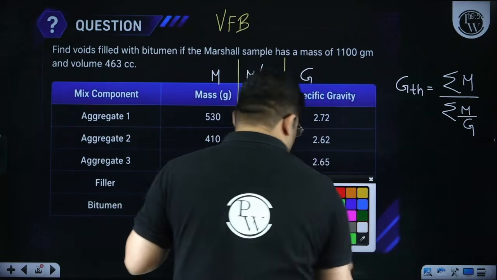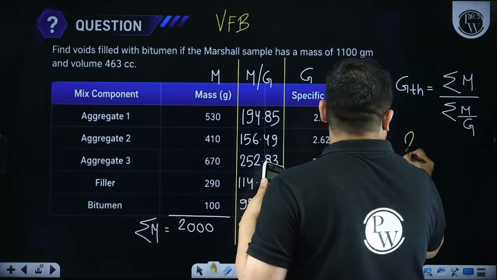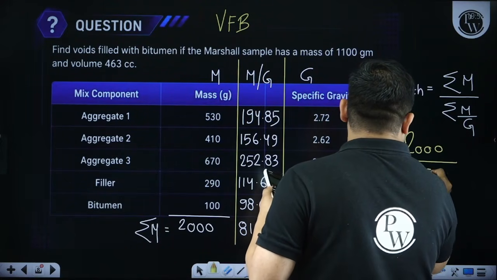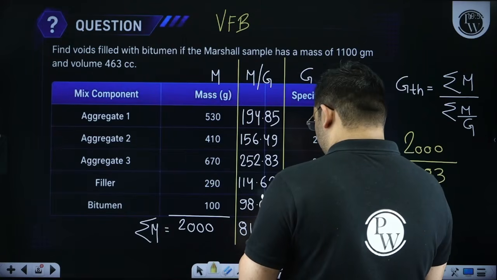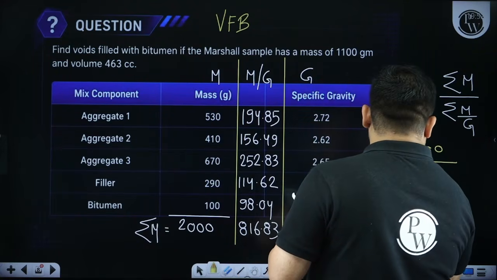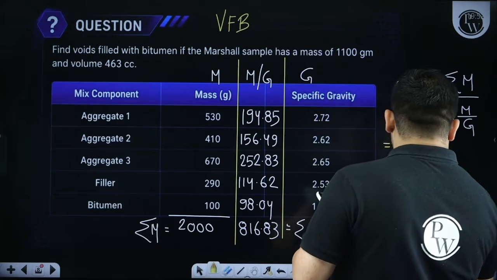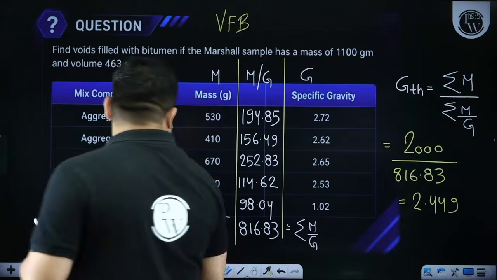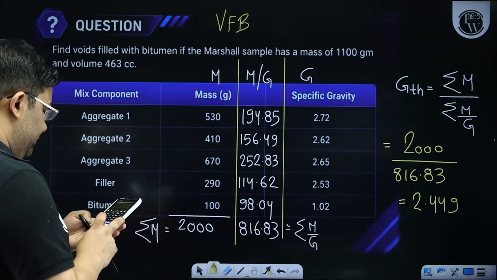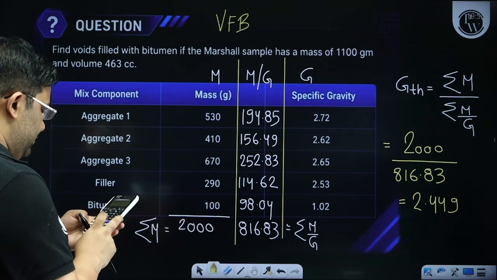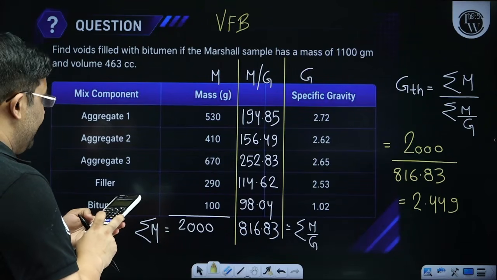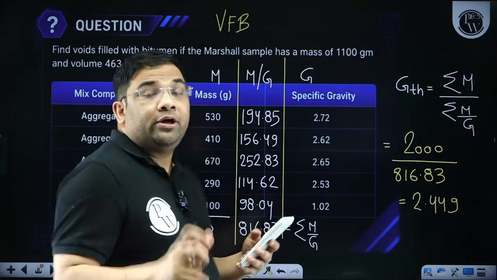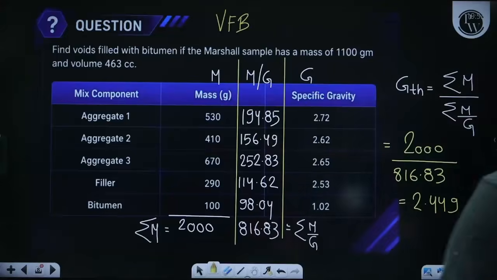So I can put now in this formula. Summation of mass is 2000 and then summation of mass by specific gravity is 816.83. We calculate this value. If I round to 3 decimal place, I am getting 2.449 approximately. Let me just cross check these values. Almost I am getting this value. So this is the theoretical maximum specific gravity, 2.449.